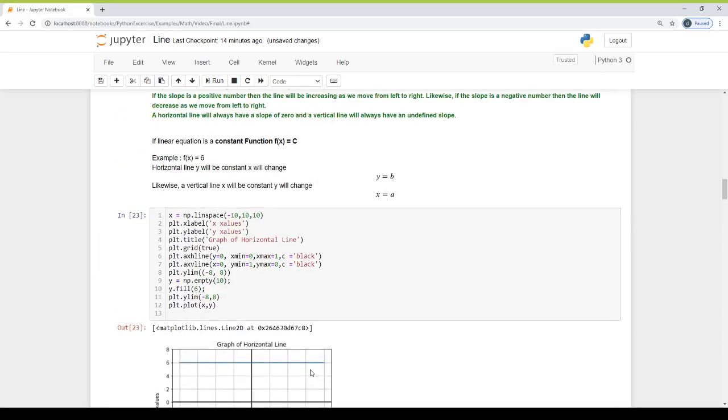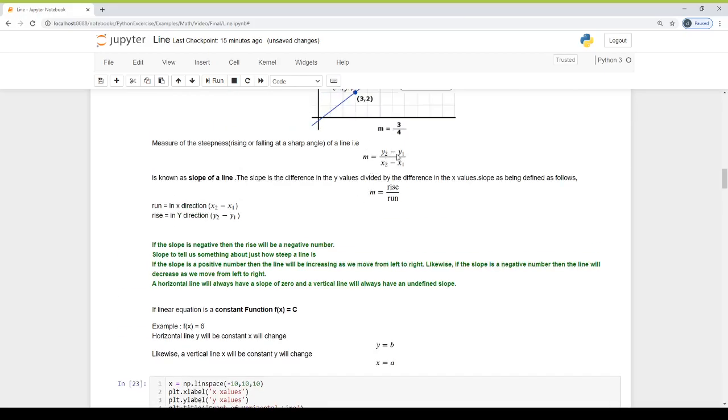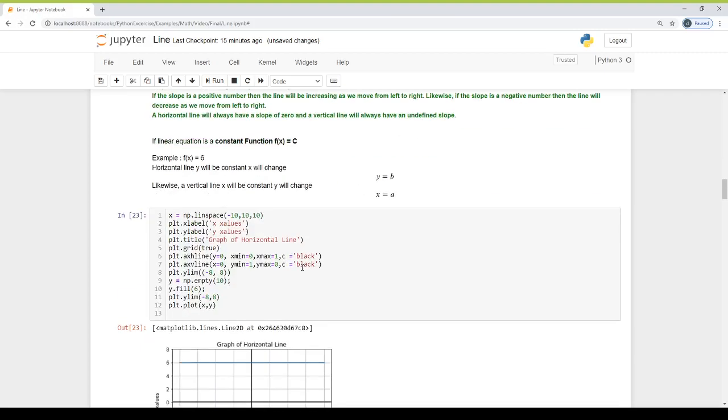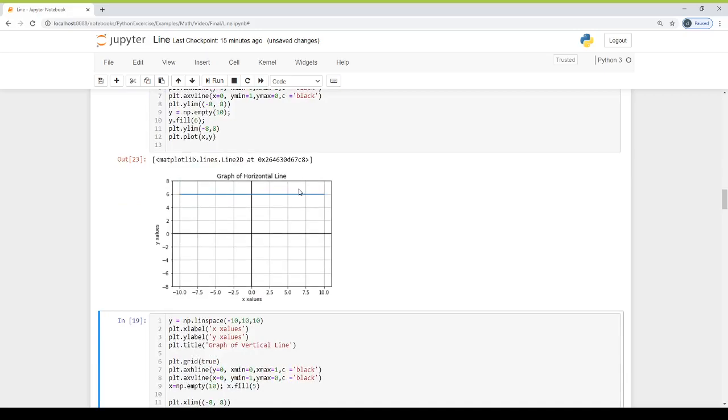So this is our horizontal line. This is horizontal because y is a constant. Our y value is 6, that is constant, but our x value changes. So a horizontal line will always have a slope of 0, because x is changing and y stays constant. Our slope m is equal to 0, and this is the graph of the horizontal line.